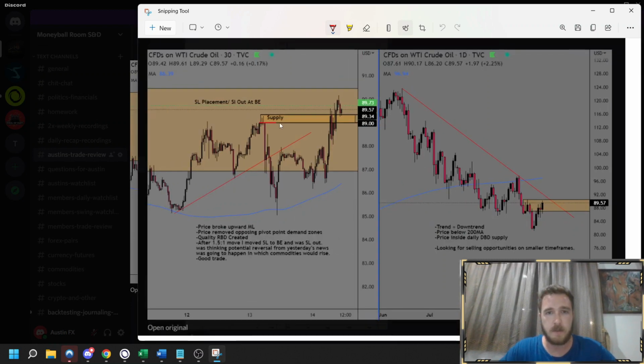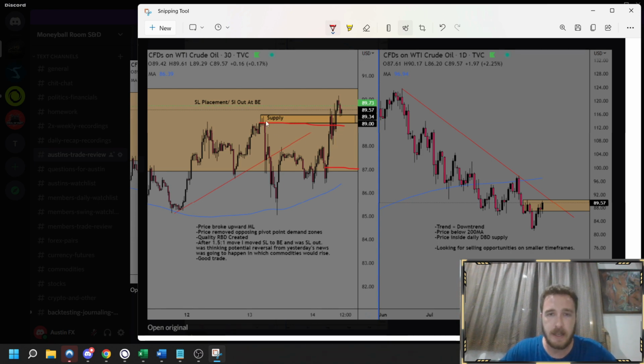This is where I sold on the pullback of this supply zone. Now, this was a break-even trade. I can talk to you about take profits in a minute as well. Originally, I had my take profit down here at 3-1. I had my stop loss set, and then I moved it to break even after 1.5 to 1. Now, you might be wondering why.